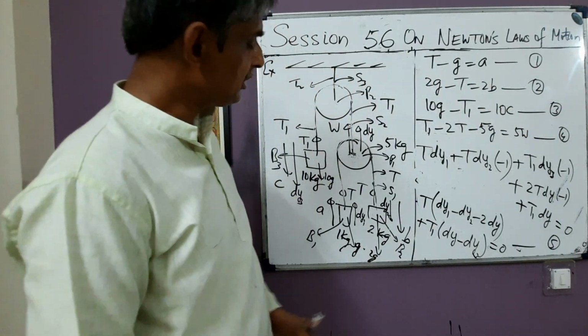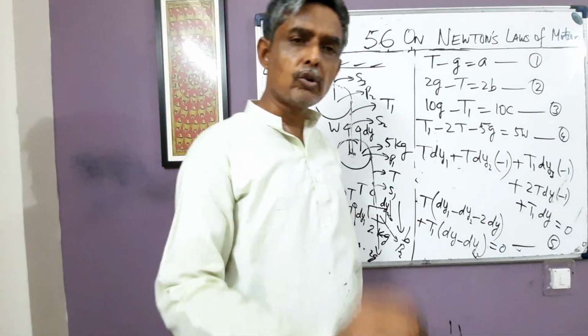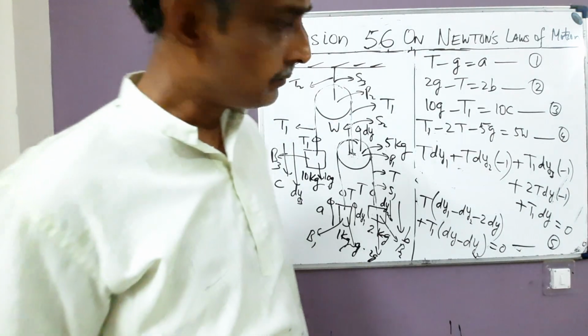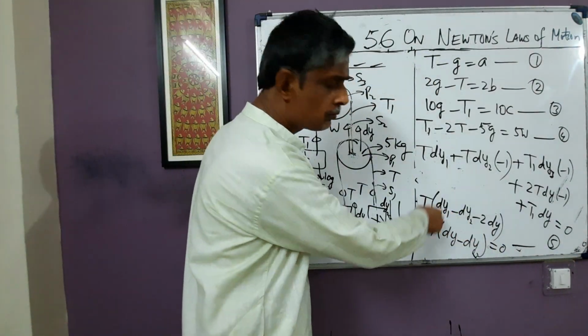Now one thing I would like to say: tension cannot be a negative quantity. Tension in a string will either be 0 or more than 0. It cannot be a negative quantity. So this equation is going to be valid for all values of T and T1 more than or equal to 0.